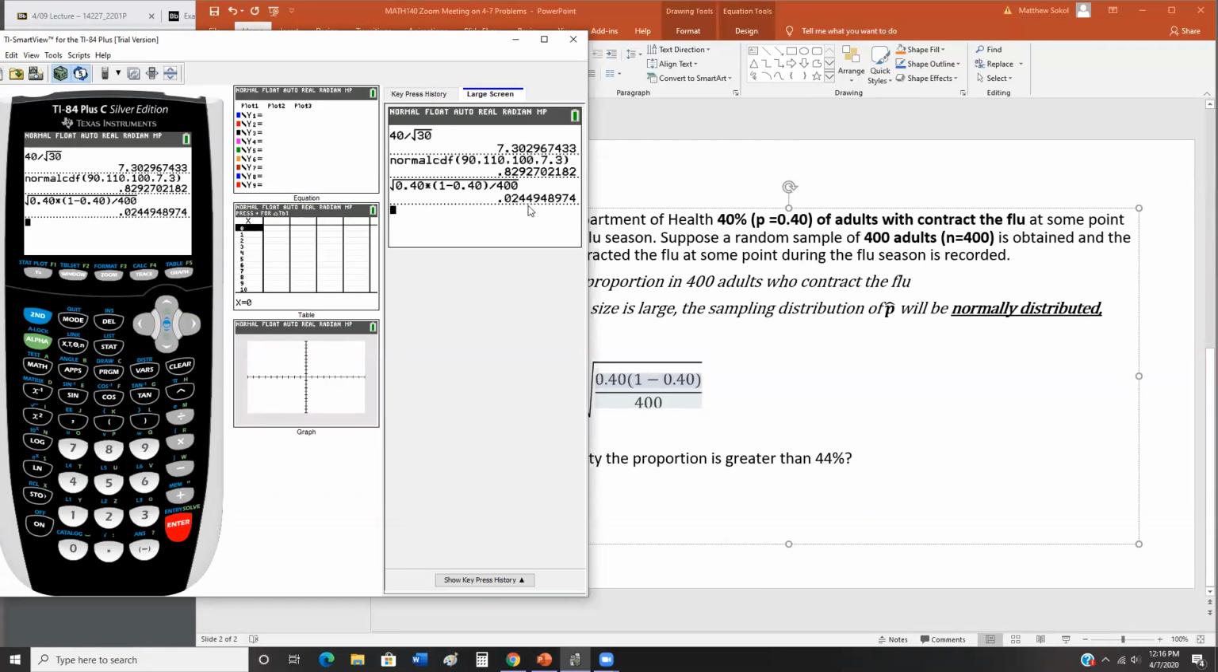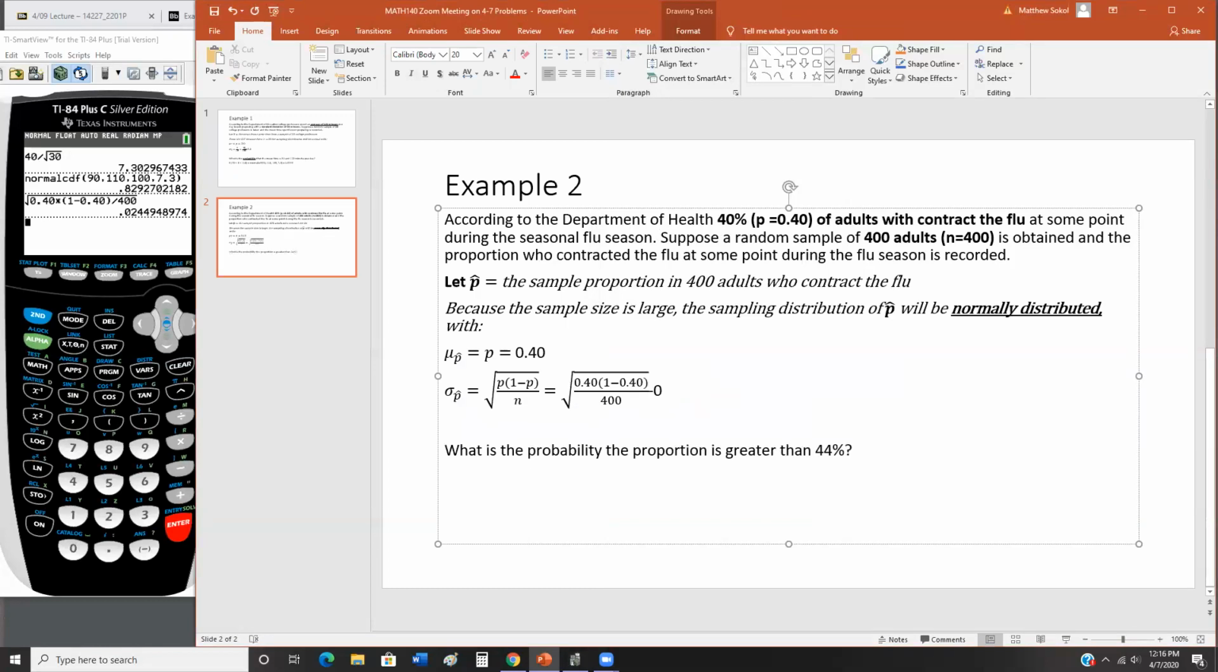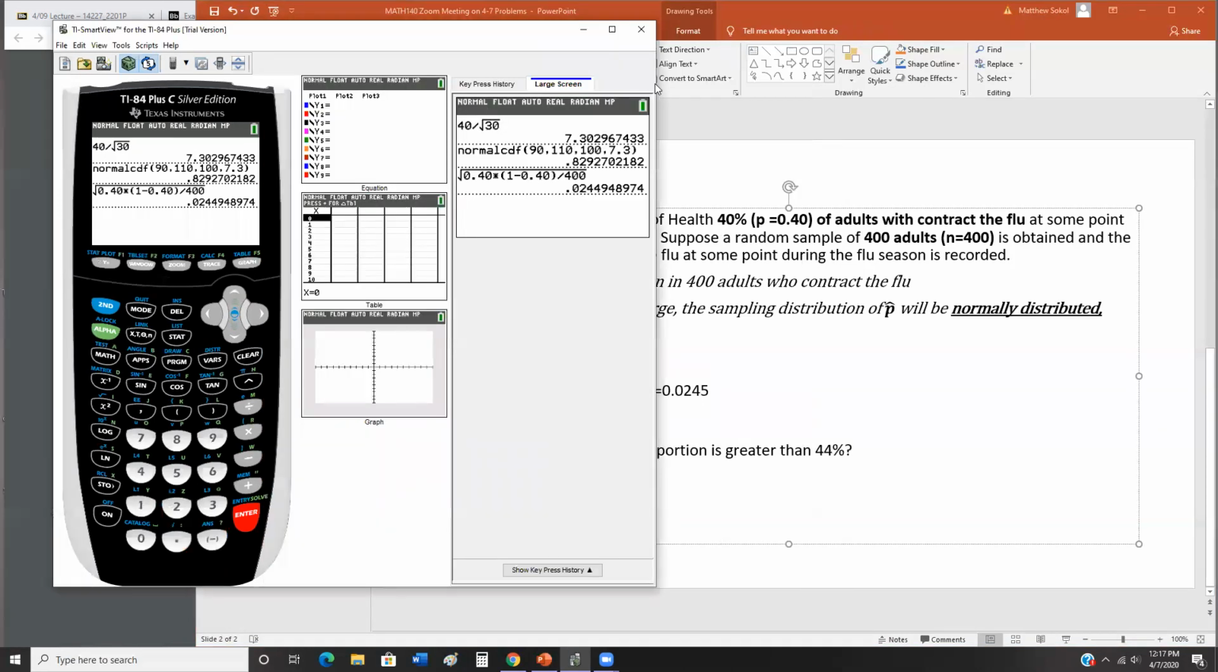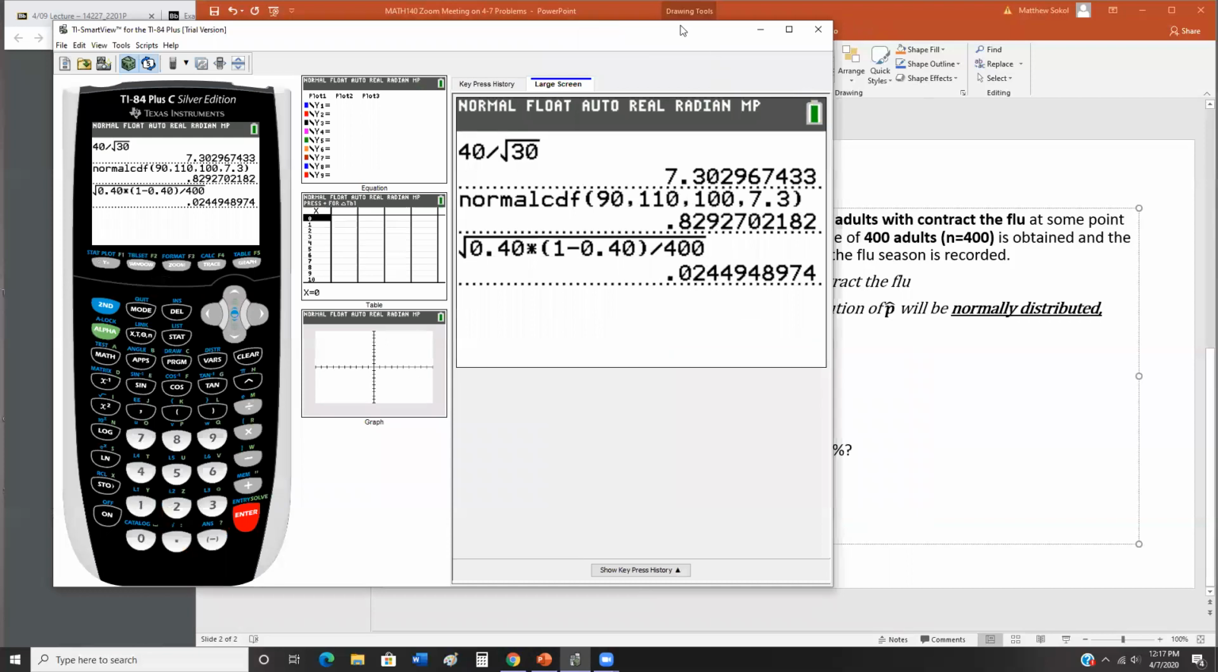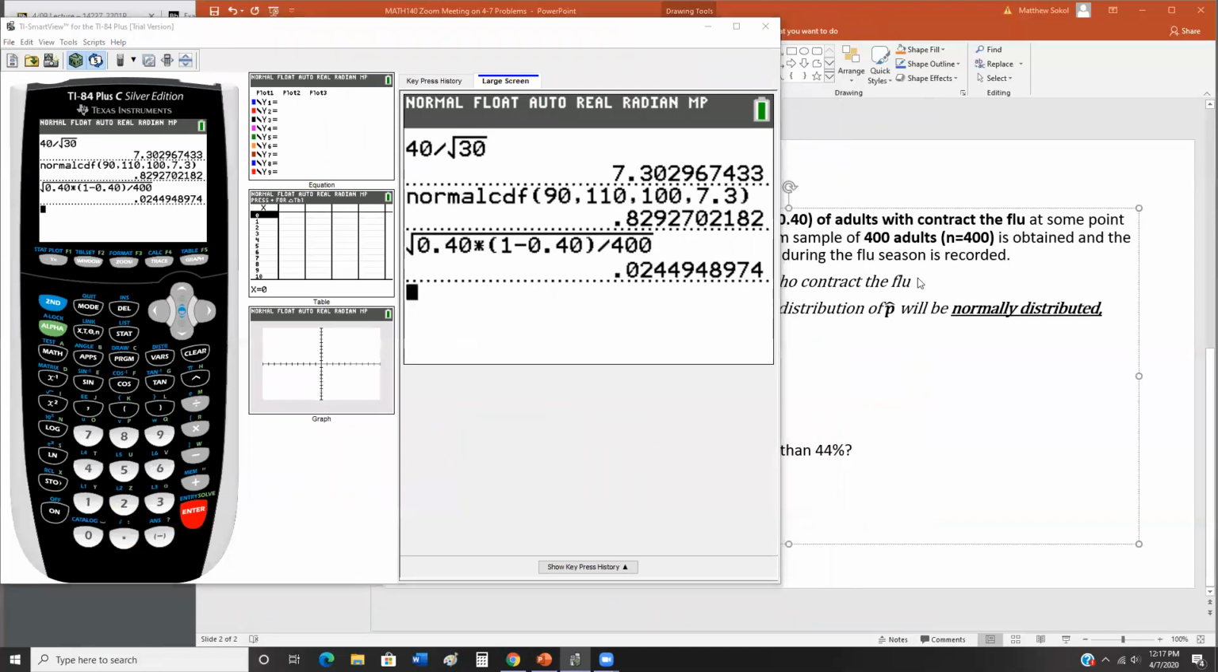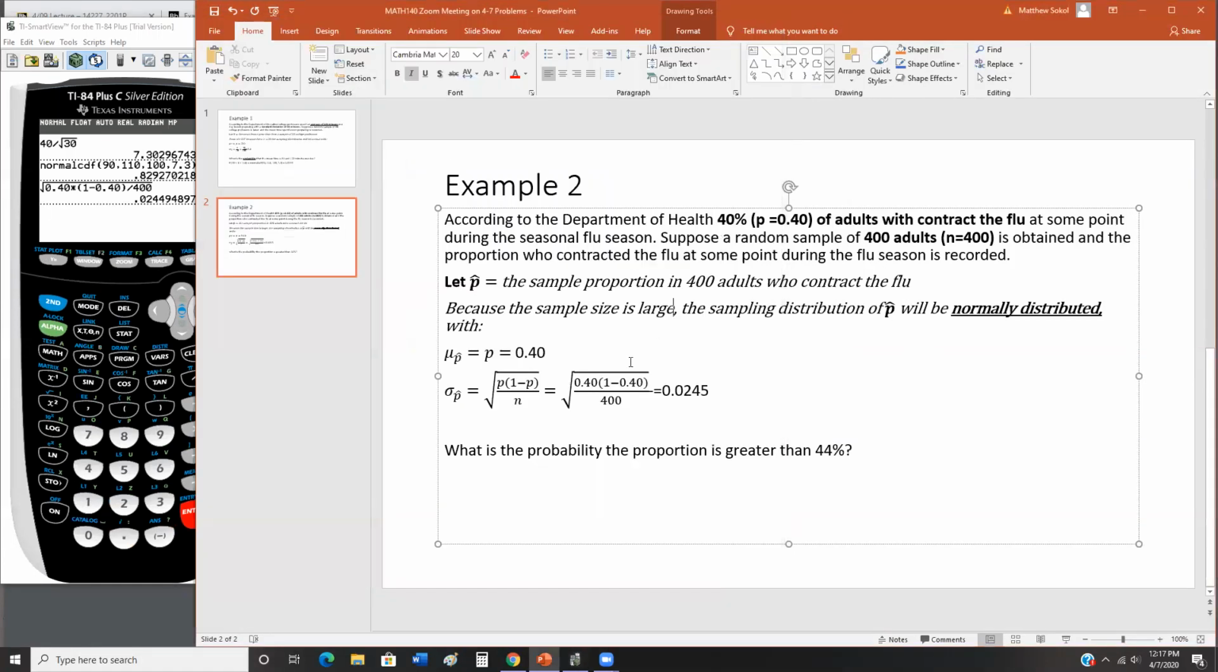This is important, and please remember this. When you do these problems, for this standard error right here, you need to go out at least 4 decimal places. So 0.0245. That's the hardest part of this problem right here, okay? Once you get this part, the next question is going to fall right into place. It's going to be pretty straightforward.